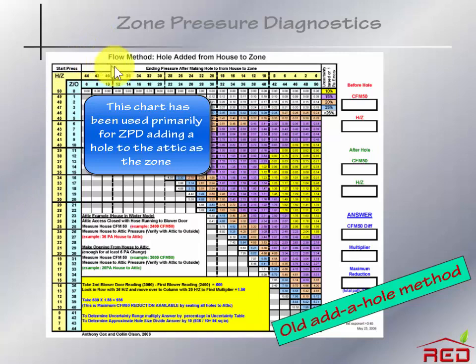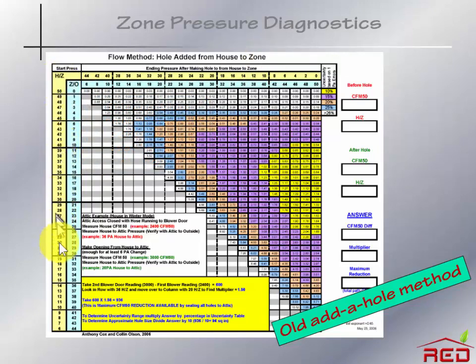One side covers hole added from the house to the zone, and the other side covers hole added from the zone to the outdoors. And in the yellow here you see that we have house to zone pressures, and here in the blue zone is zone to outdoor pressures. We use the chart pre and post. We do a whole house CFM 50, we enter that, and the only result that this gives us is the maximum reduction or the total path or through zone leakage. It's the only thing it gives us, so it's rather limited in that regard.